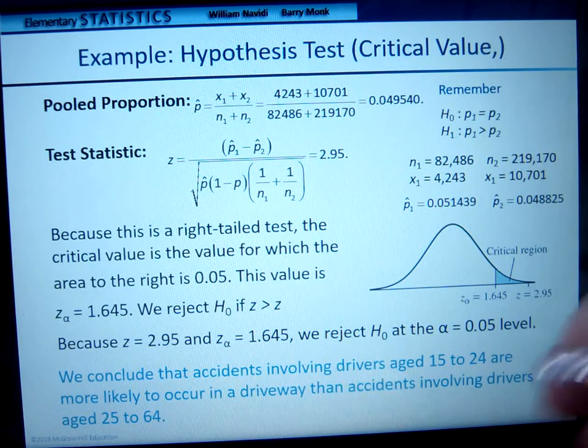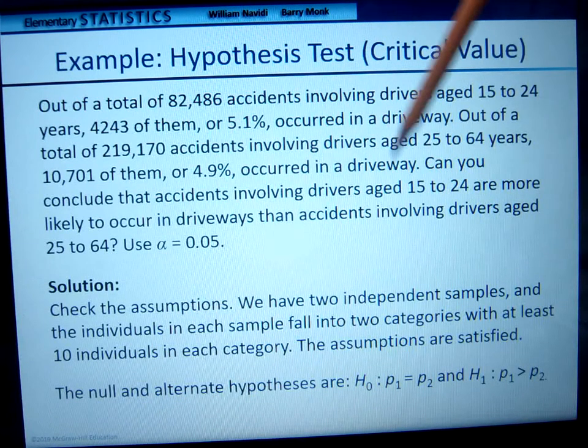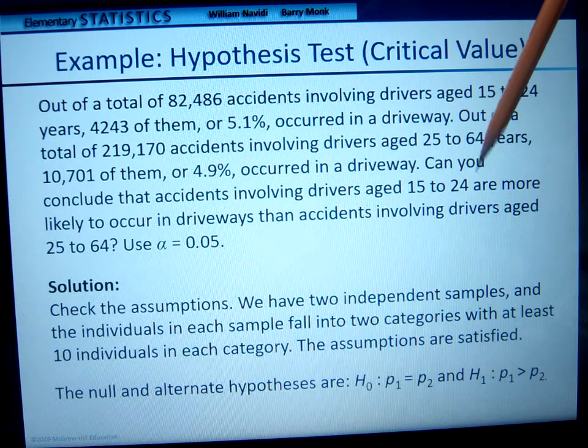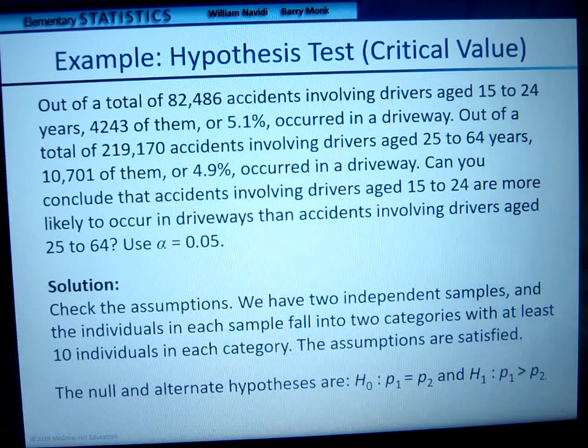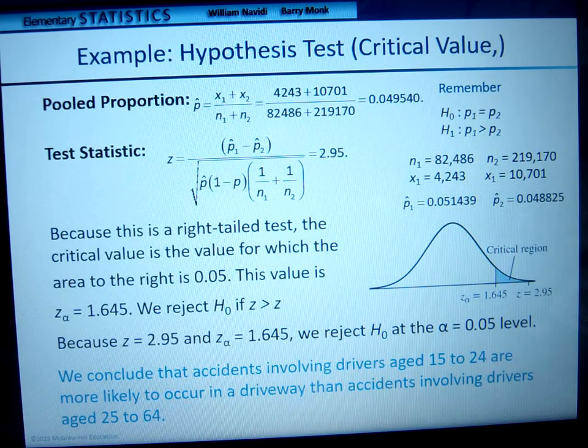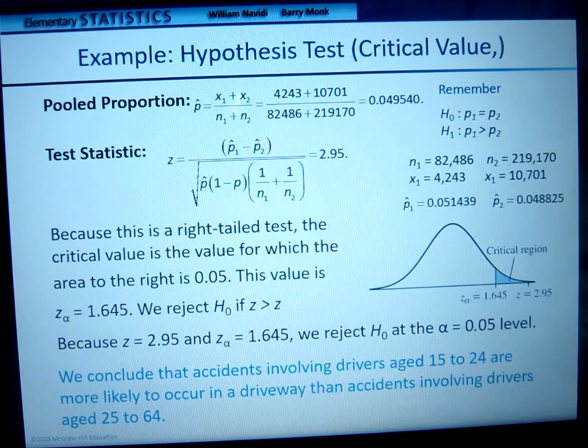Okay, so let's go back and just read what it says. Can you conclude that accidents involving drivers 15 to 24 are more likely to occur than drivers aged 25 to 64? So we're going to say that we're looking at P1 is greater than P2 again. So let's go back to our slide. Here we go. Because Z is 2.95 and Z alpha is 1.65, we're going to reject the null hypothesis at the 0.05 level. So we can conclude that accidents involving drivers aged 15 to 24 are more likely to occur than accidents involving drivers 25 to 64 in the driveway.